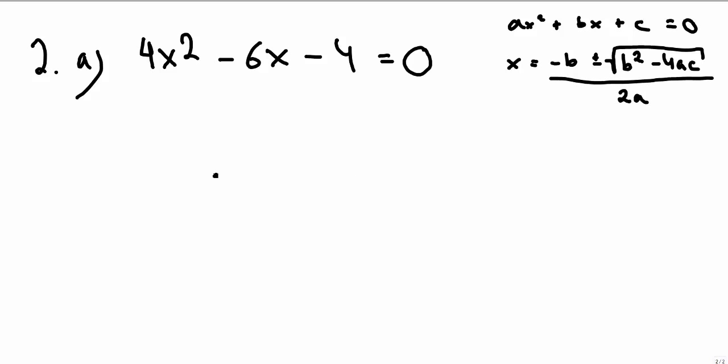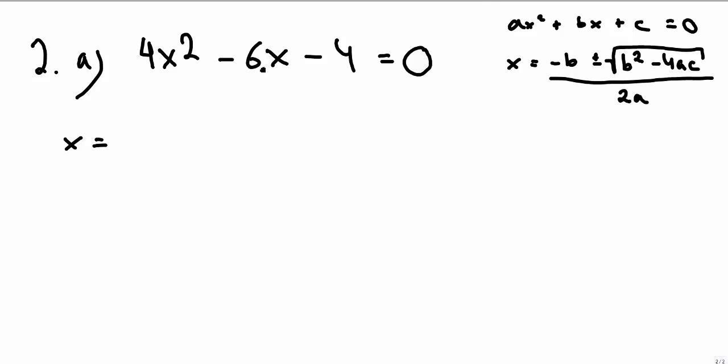Now, in this case, a is 4, b is minus 6, don't forget the minus sign, and c is minus 4, don't forget the minus sign. So let's use this formula. I'm just looking at this formula and putting in the values.